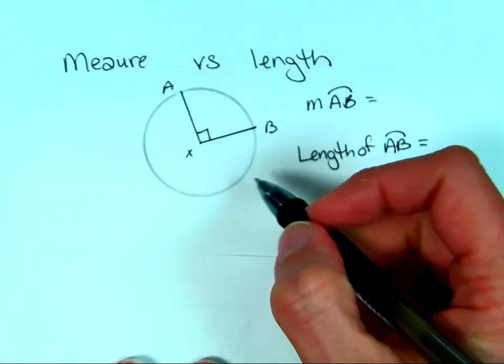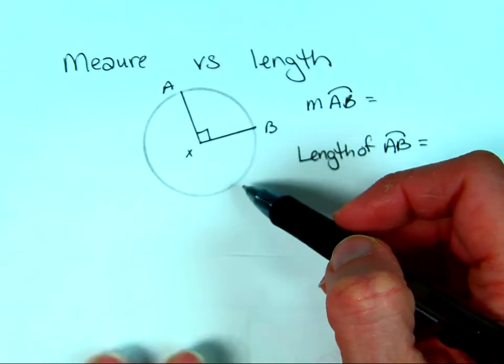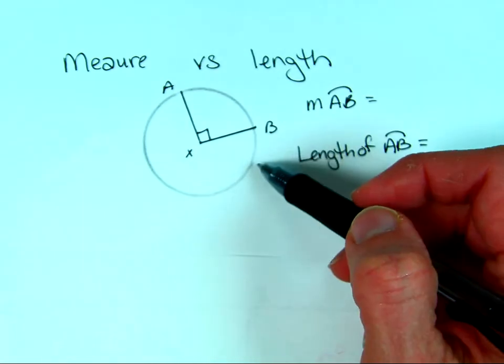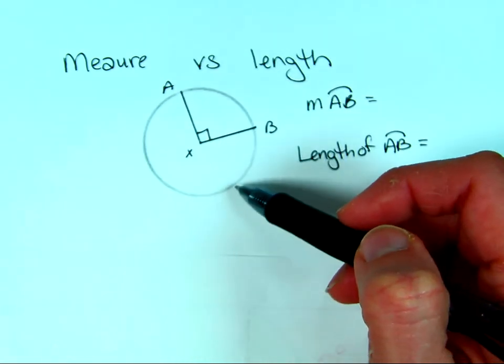So if I wanted to find all the way around the circle in terms of the measure, I would be talking about degrees. So around the circle is 360 degrees. That's different than the length around the circle. To find the length, I would use circumference.